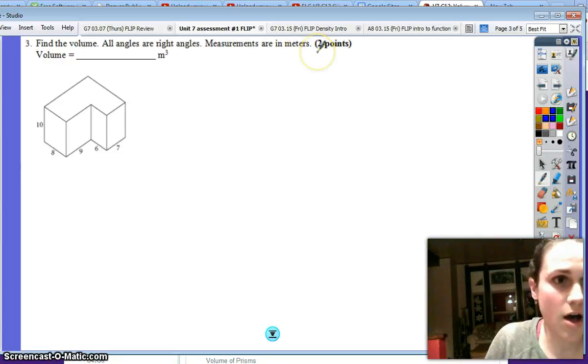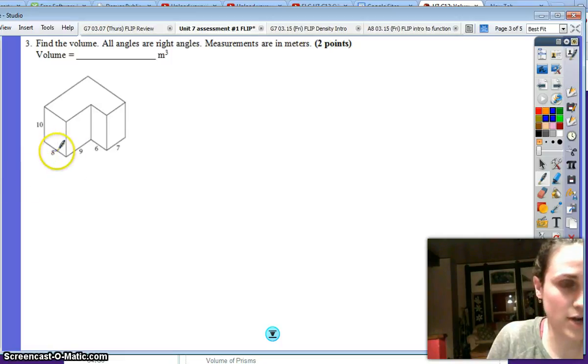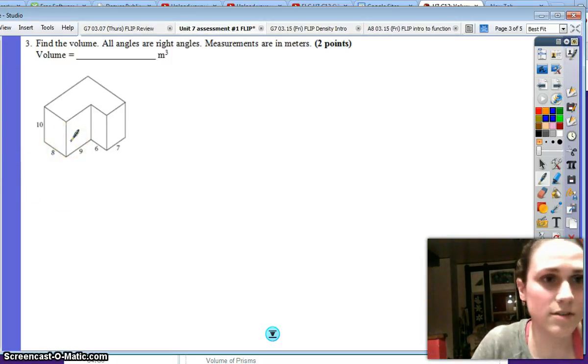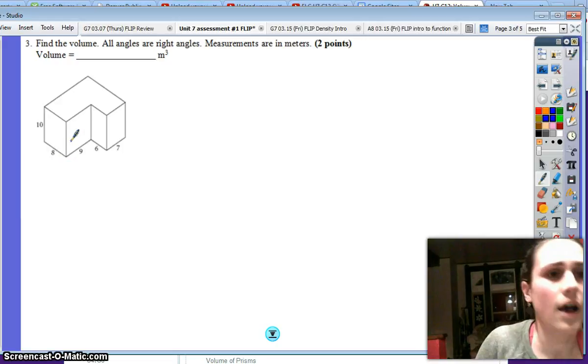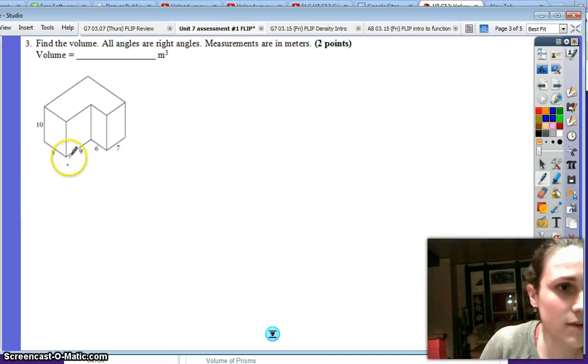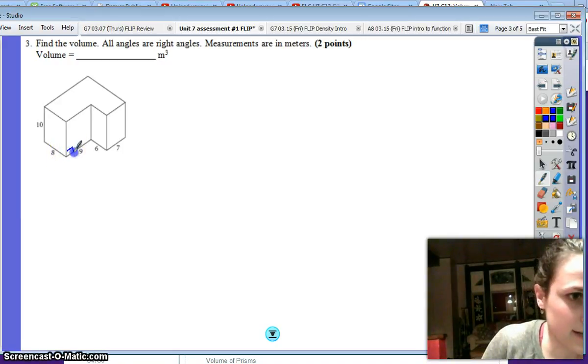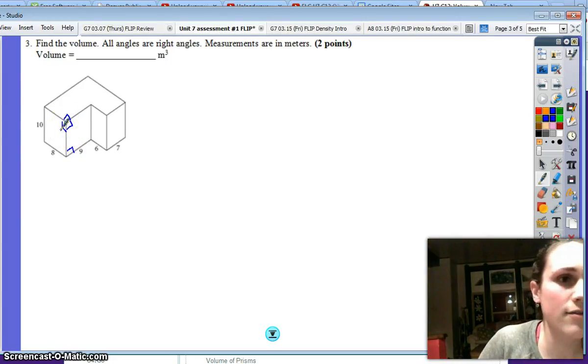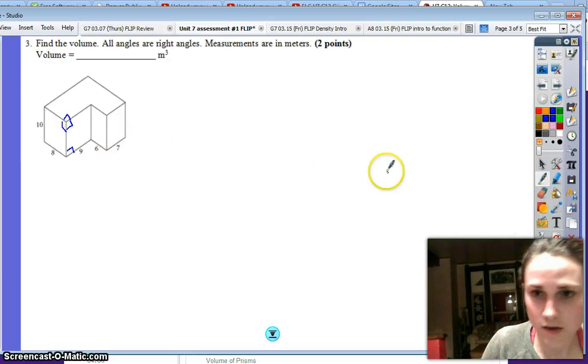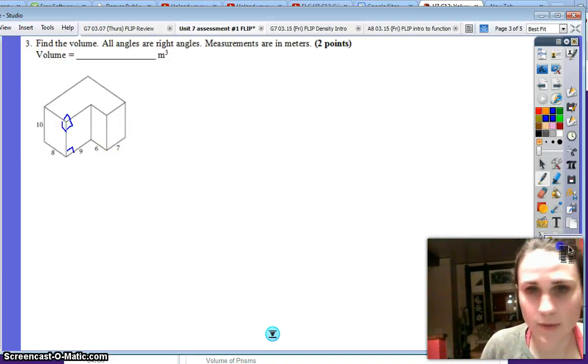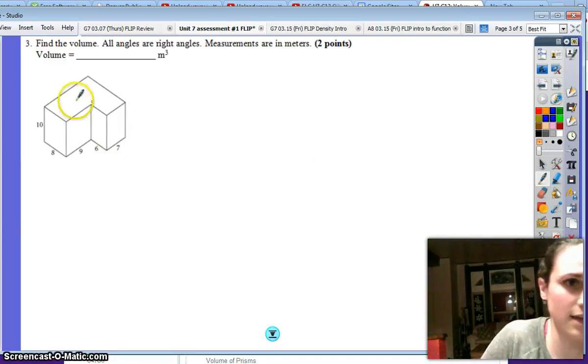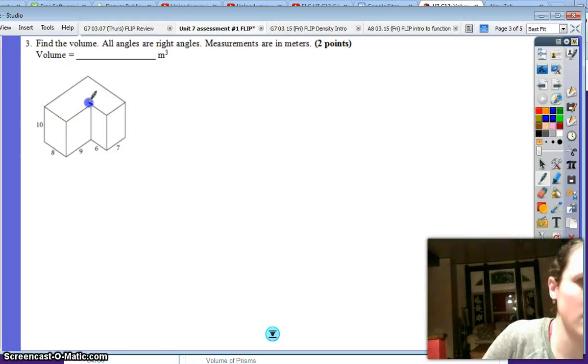They're telling us that all of these measurements in this figure are in meters. They're just not including the unit because they got lazy and didn't want to write a whole bunch of M's. So if all of these angles are right angles, that's a 90-degree angle, that's a 90-degree angle, we have a prism. Actually, we have two prisms stuck together.